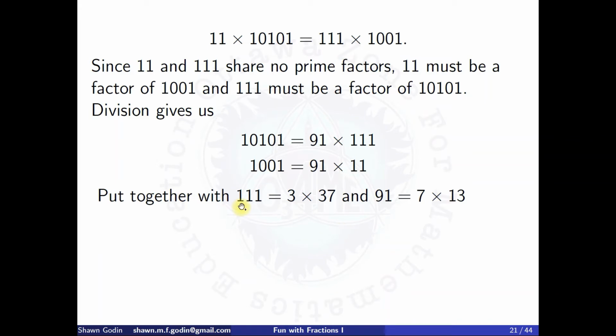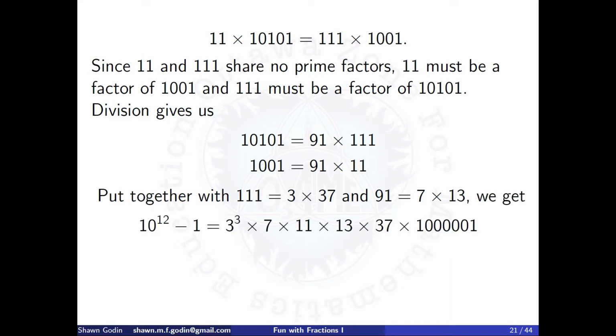And if we use the fact that we can easily factor 111 into 3 times 37 and factor 91 into 7 times 13, we can put that back into our original expression and get this, an almost prime factorization of that 10 to the 12 minus 1. If you think of trying to do the prime factorization of that 12-digit number by hand, that's going to be a little bit rough, whereas here we've used some properties of the Repunit numbers to help us out.